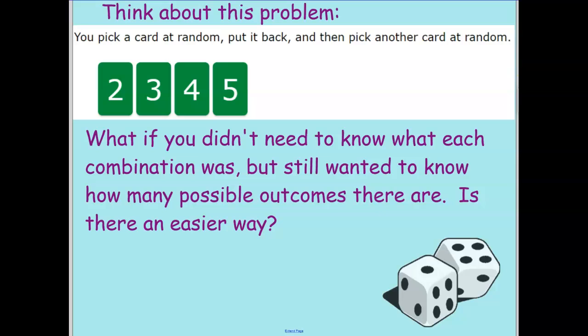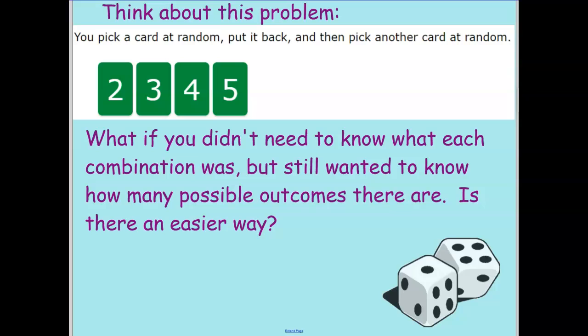All right, so think about this problem. You pick a card at random, you put it back, and then you pick another card. So I can close my eyes, I pull a 3, I put it back, I close my eyes, I pick a 5, put it back, like that. So I could still make a table, a list, or a tree diagram to explain this. But what if I didn't need to know exactly what each combination was, but I still want to know how many possible outcomes there were? Is there an easier way?